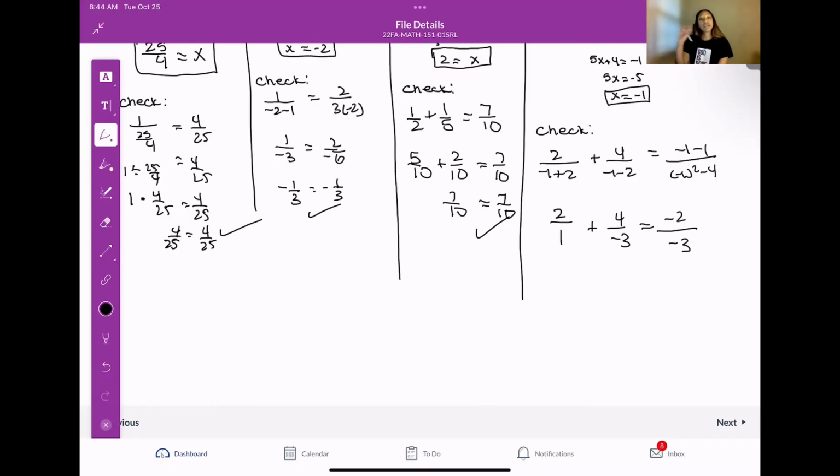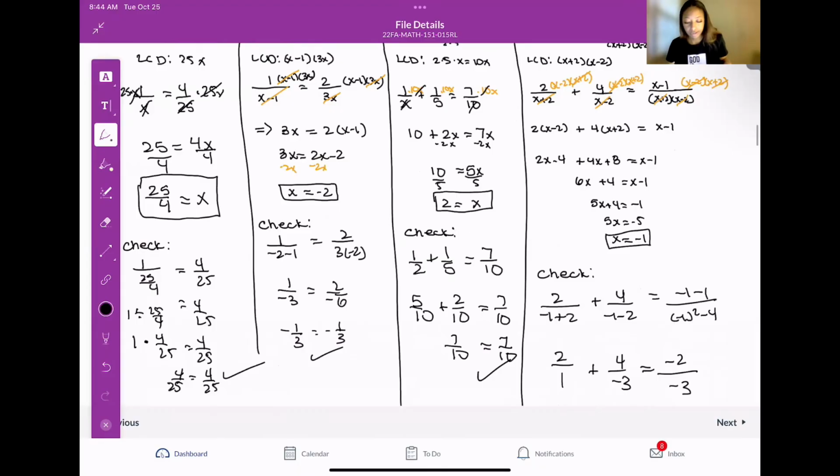All right, so on our right-hand side, we're going to leave that as negative 2 over negative 3. Well, positive 2 over 3 is what it would be. On the right-hand side, 2 over 1 plus 4 over negative 3. We can write that as negative 6 over negative 3 plus 4 over negative 3 equals negative 2 over negative 3. Then negative 6 plus 4 would be negative 2. So both sides simplify to 2/3, or negative 2 over negative 3. So this checks out, and our answer that we found was correct.